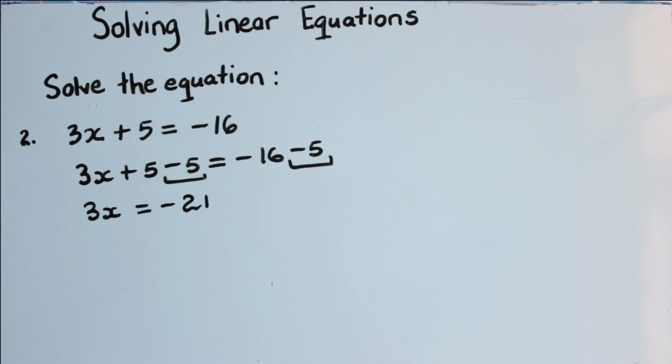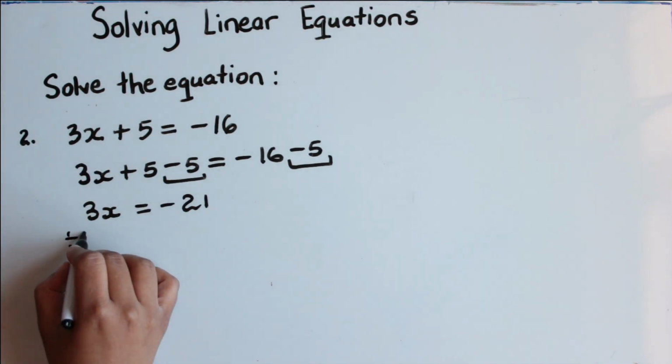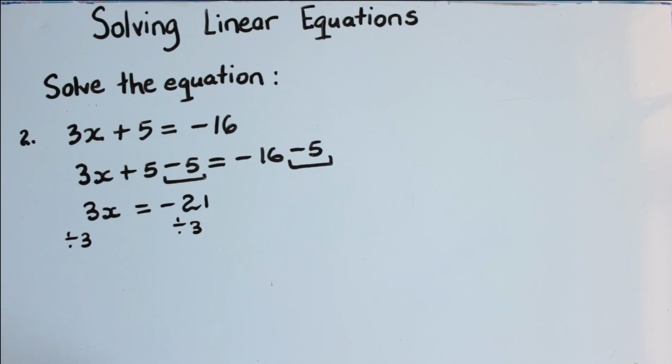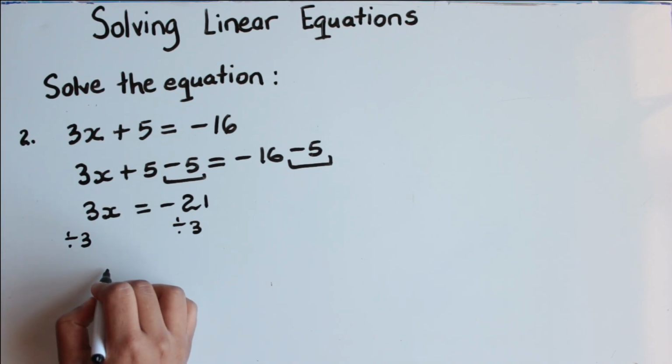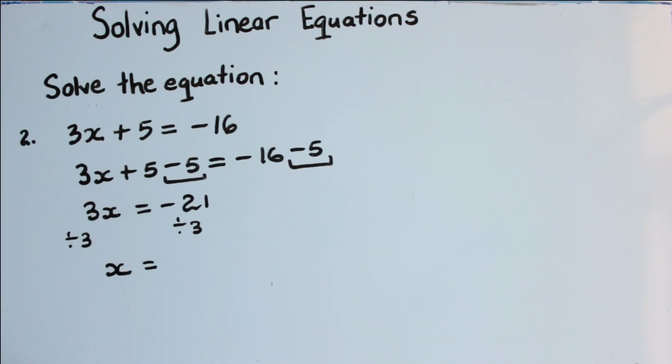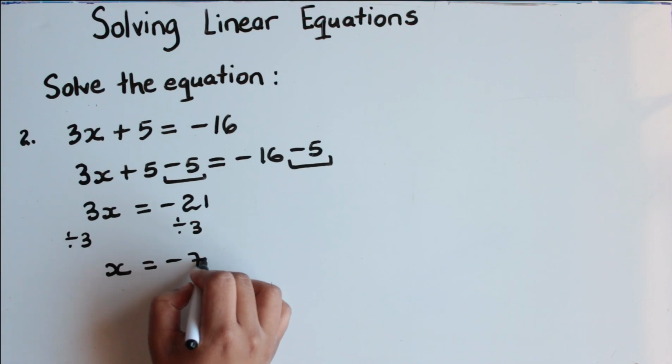Solving for my unknown, which is x, I still have a 3 there, so I need to get rid of it. The 3 is being multiplied by the x, so I must do the opposite of multiplication, which is division. So I divide both sides by 3. 3 divided by 3 is 1, so I'm just left with 1x, which I can simply write as x. And now I have negative 21 divided by 3, that gives me negative 7.